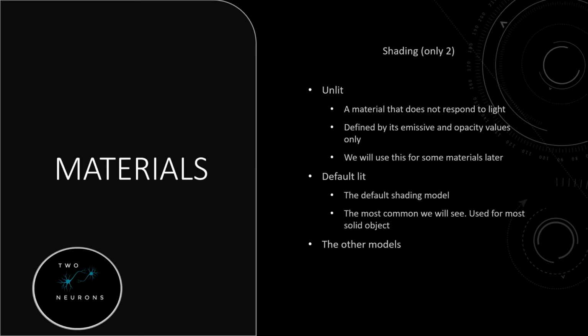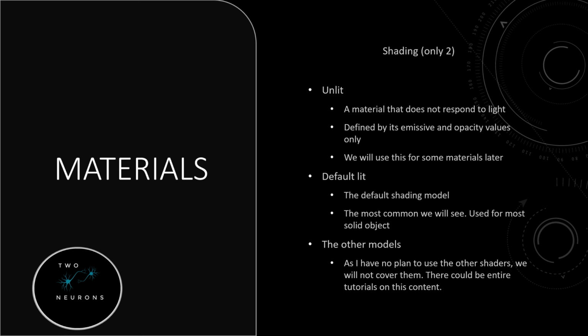Whereas default lit is, well, the default shading model. And it's the most common we'll use. It is used for most solid objects. Light hits the object and bounces off it like it would in real life, or a simulation of it. As for the other modes, I have no plans to use those shaders in this tutorial series, so I will not be covering them. And to be fair, you can do an entire tutorial just on the lighting or shading models only.